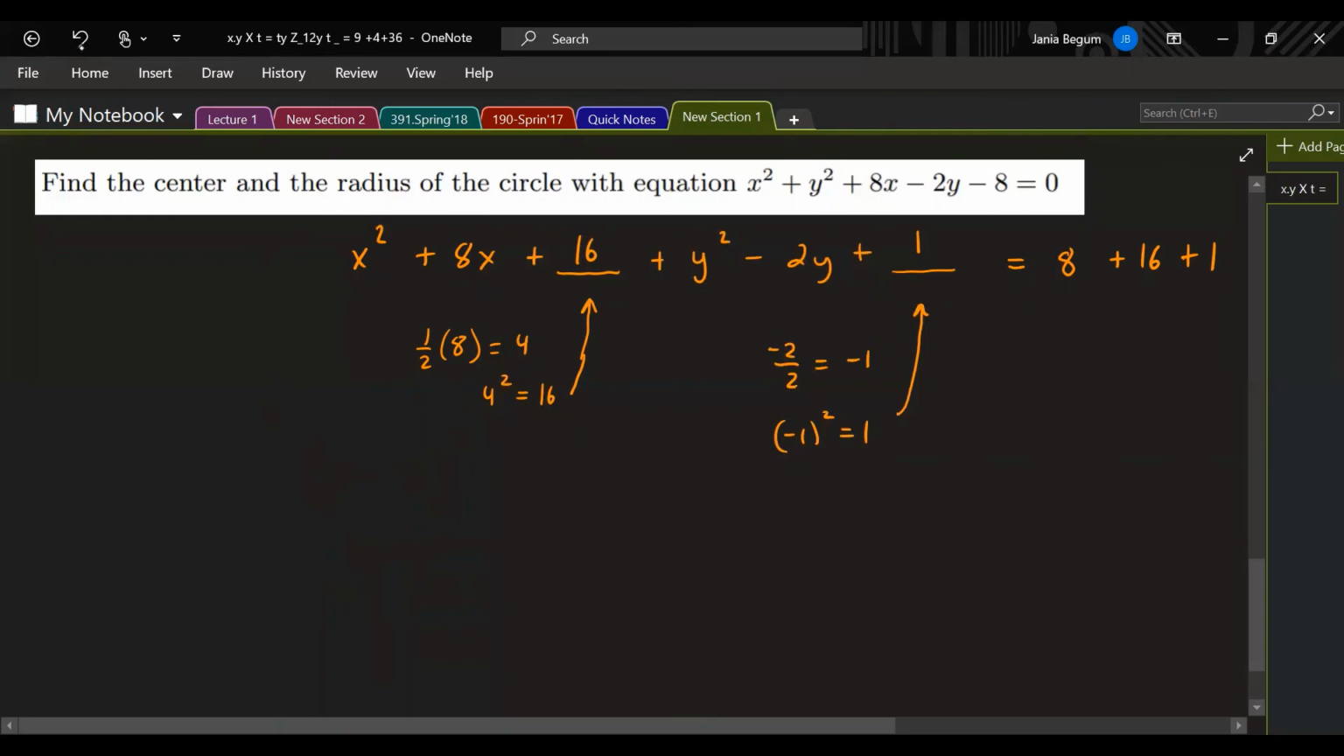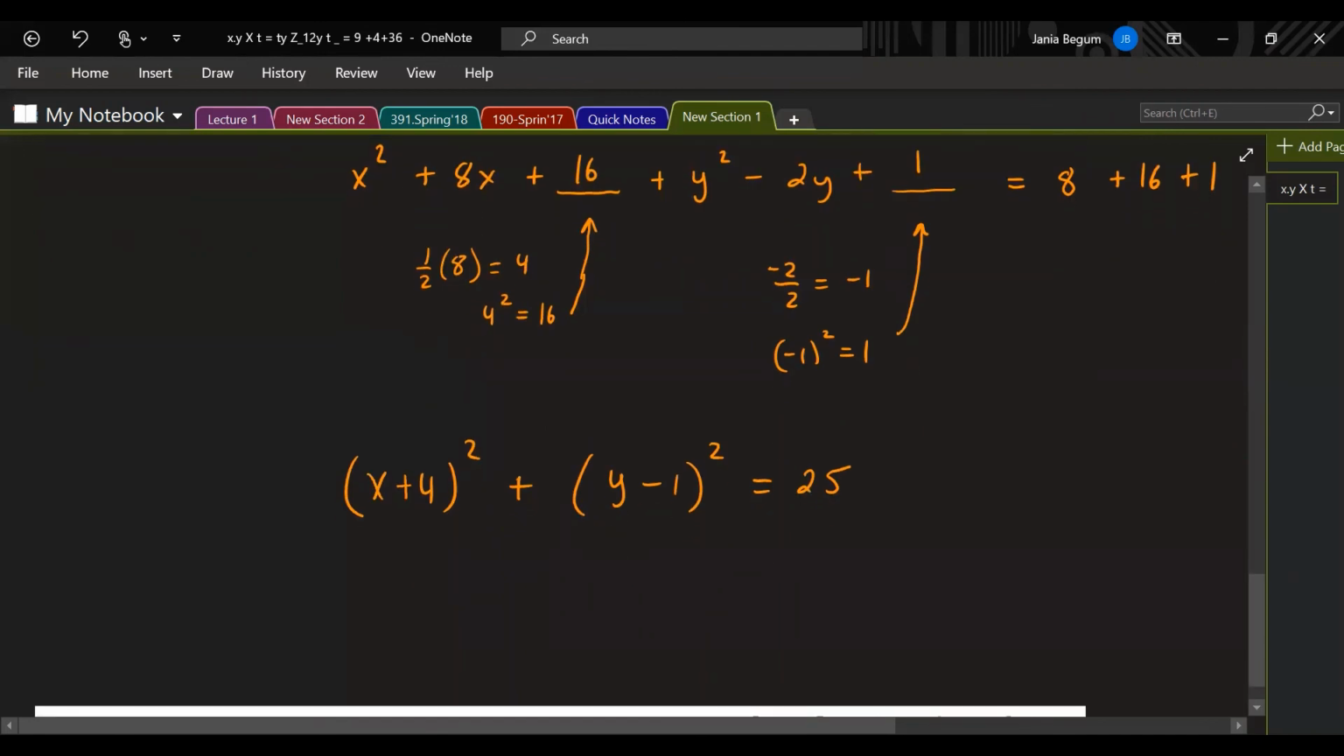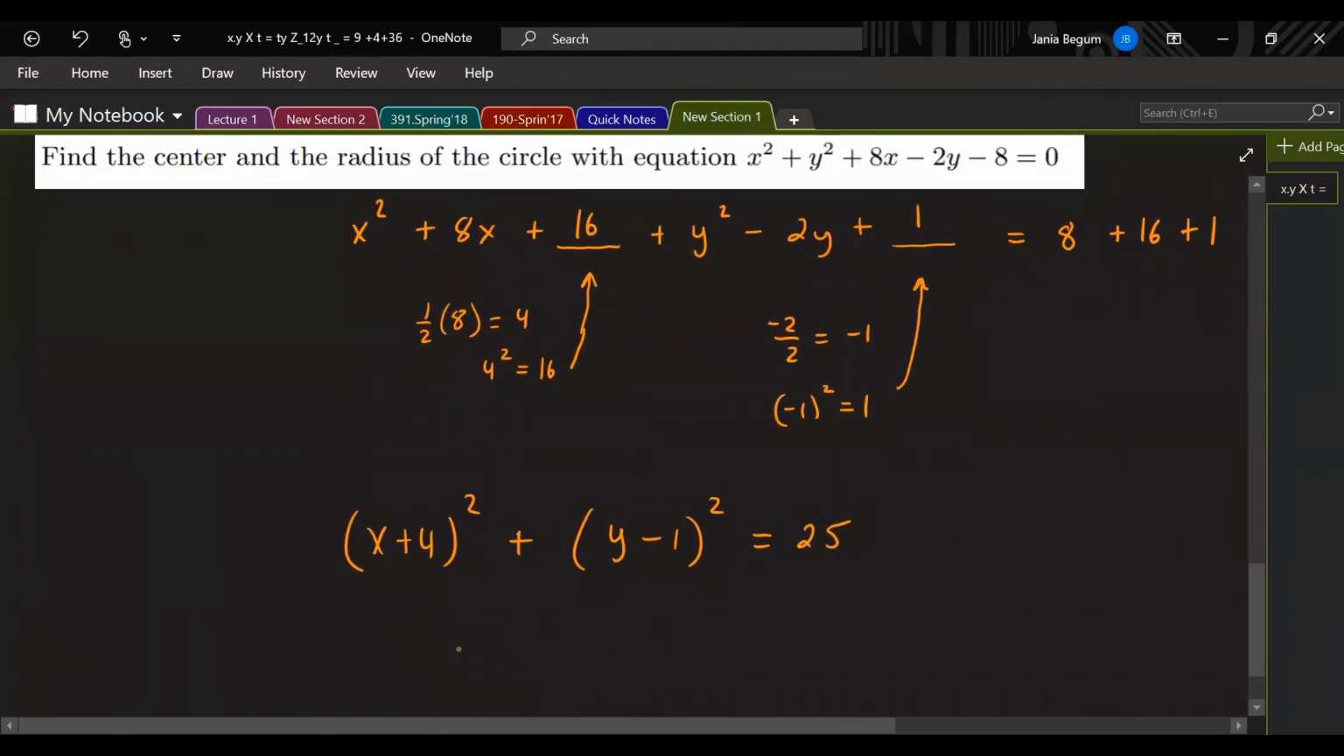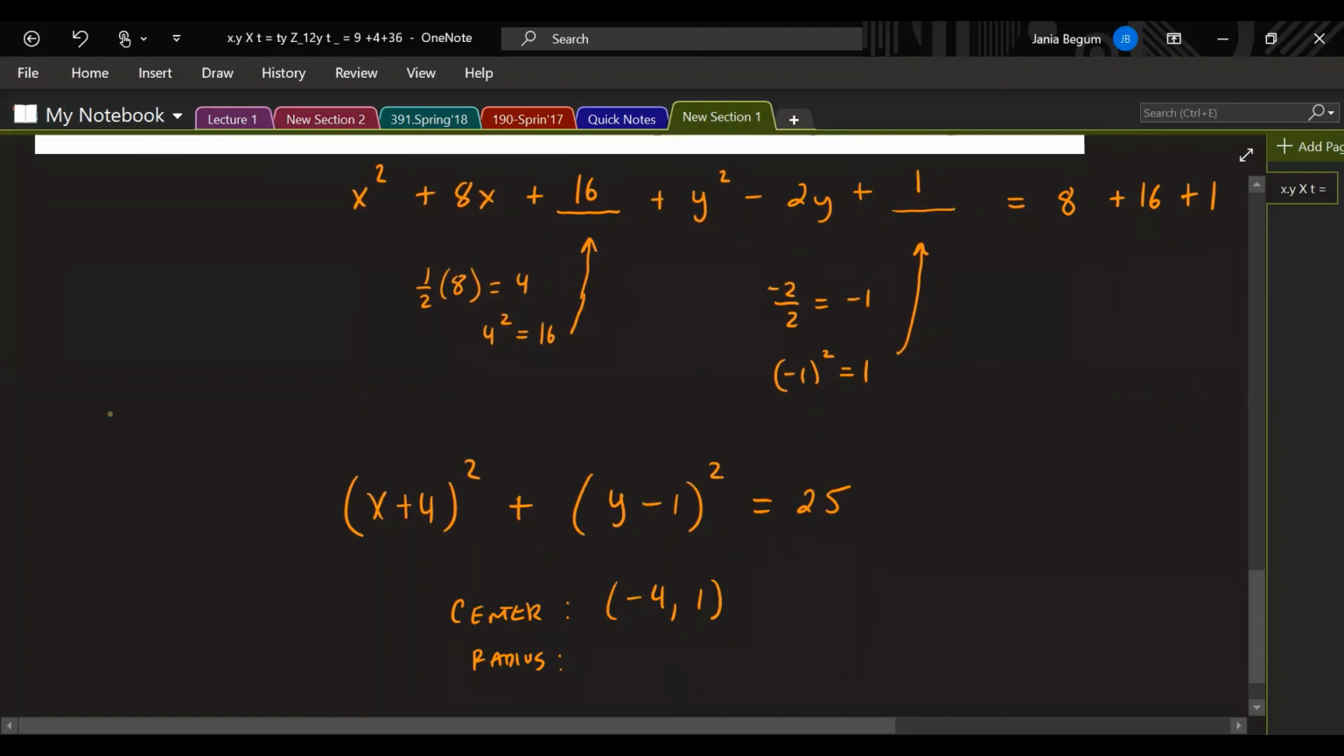So now for the x variable, we'll factor it into x plus 4 squared, plus, and the y variable we'll factor into y minus 1 all squared, is equal to, and then we add up 8 plus 16 plus 1, that will give us 25. And there you go, you have the equation in standard form. Now from here, we can identify the center and the radius. The center would be negative 4, 1, and the radius would be the square root of 25, which is 5.